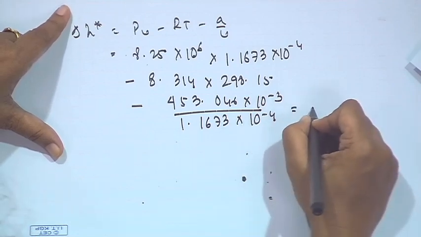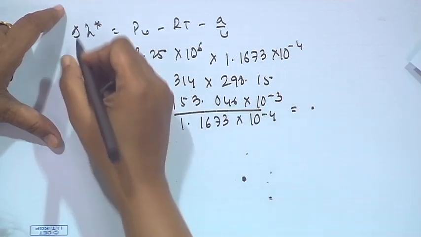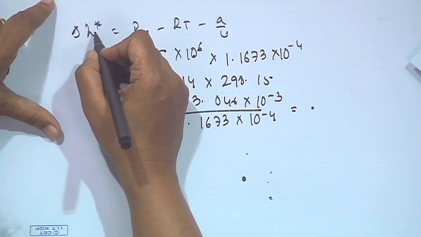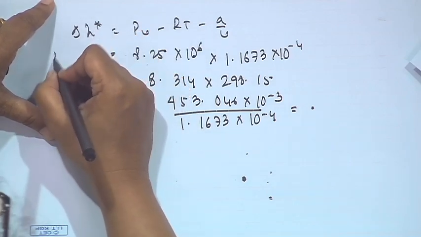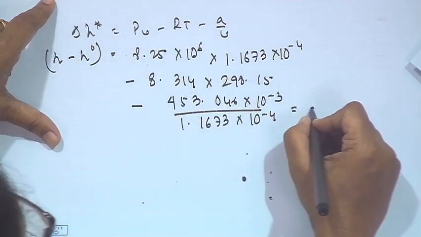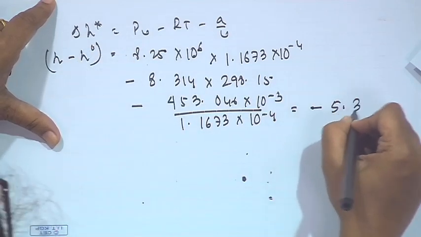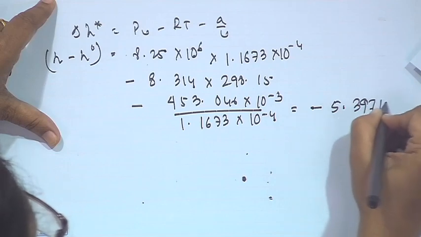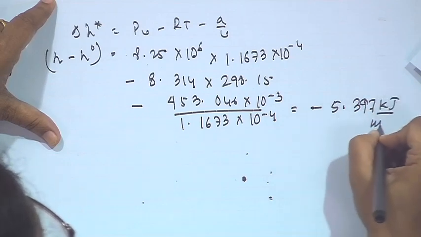Make the calculations, you find that the delta H star, which is nothing but the actual value of H minus the ideal gas value, is going to be minus 5.397 kilojoules per mole.